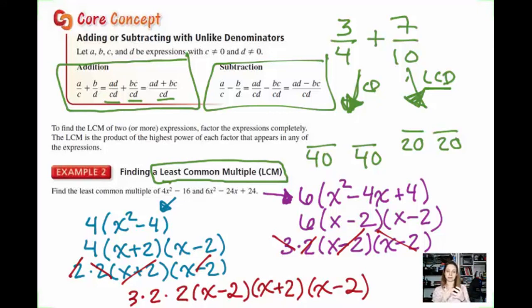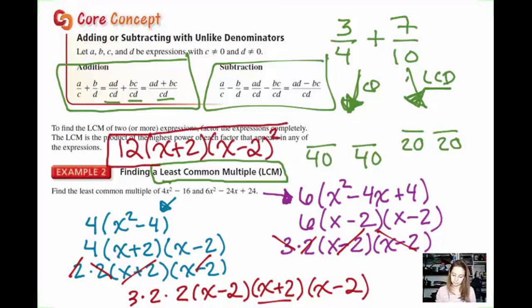And finally, I'll condense this a bit. I'll multiply 3 times 2 times 2, and I'll get 12. You'll see that we have one x plus 2 factor, so I'll keep it as x plus 2. And then we have 2 x minus 2 factors, so it's going to be x minus 2 squared. And that is the least common multiple of these two terms.